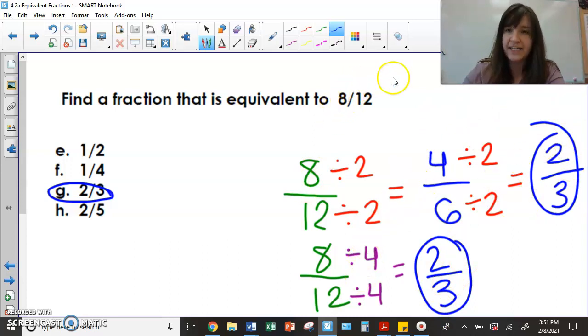So when you're finding equivalent fractions, sometimes the first thing you try, if you're picking from choices or comparing something, you may not find your answer. That doesn't mean it's not right. That just means you might need to try something further or try something different.